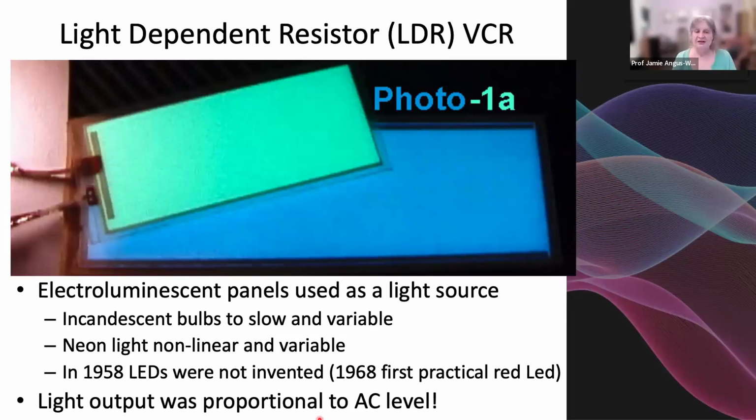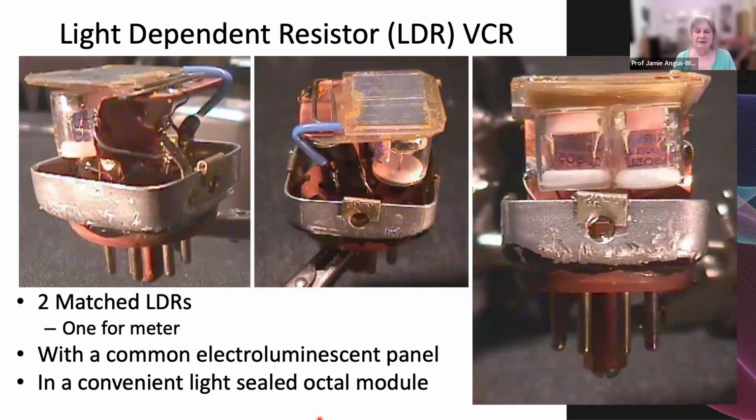Interestingly, the light was proportional to the AC level of the signal. So you didn't have to rectify or do any extra level detection. Essentially, with an electroluminescent panel, brightness depends on the level of the signal going into it, even if it's an AC signal. And they were coupled together, and these devices were actually made.